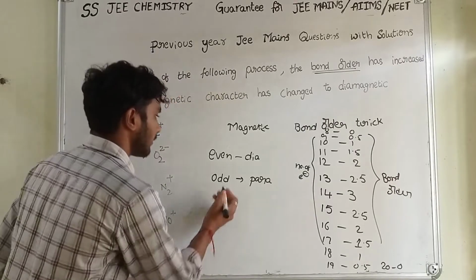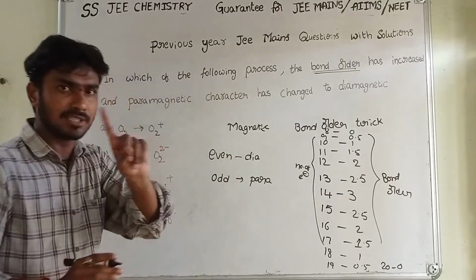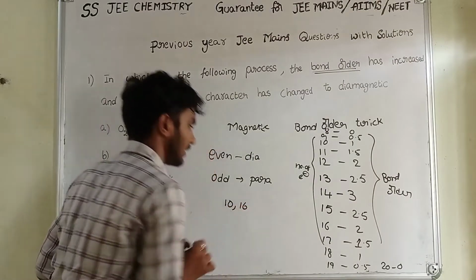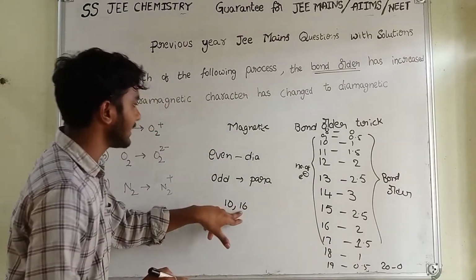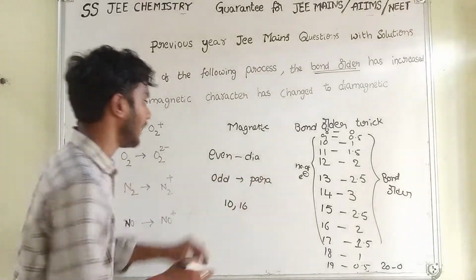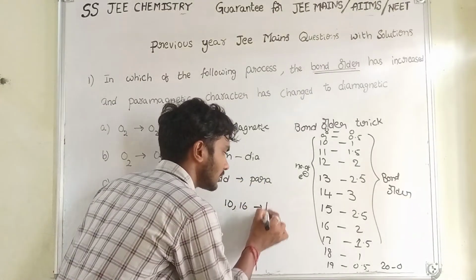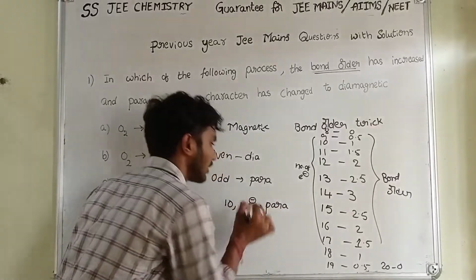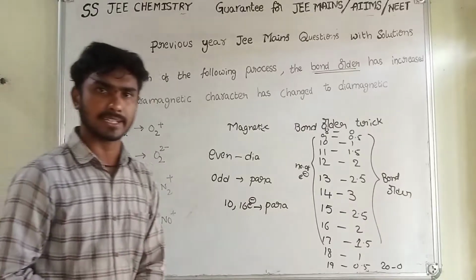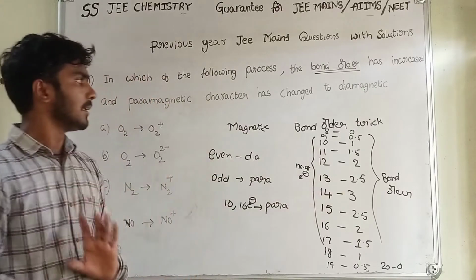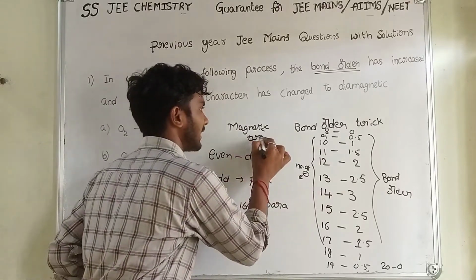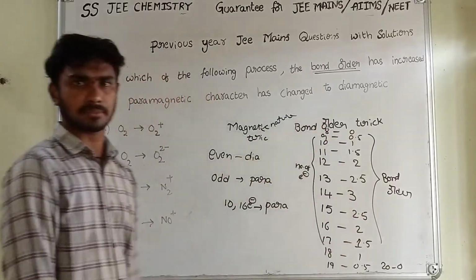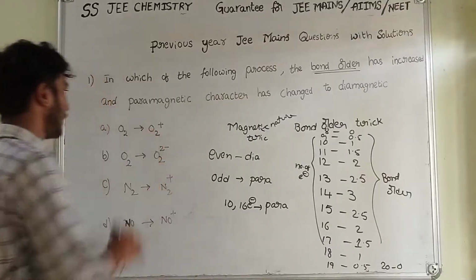But the exceptions are 10 electrons and 16 electrons. 10 and 16 are even numbers, so they should be diamagnetic, but for 10 electrons and 16 electrons it is paramagnetic. In most cases, this is the trick for magnetic nature. This is the bond order trick. Coming to the question.